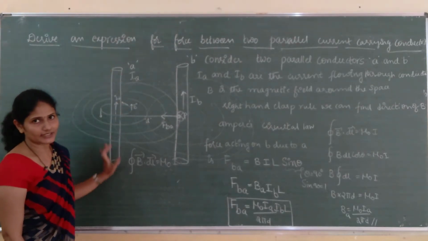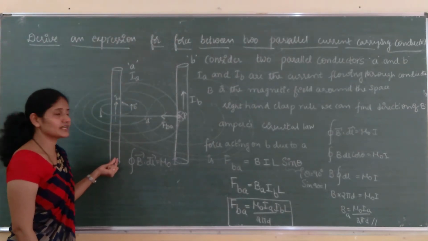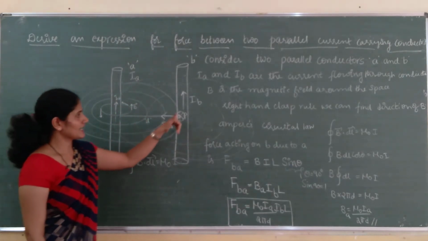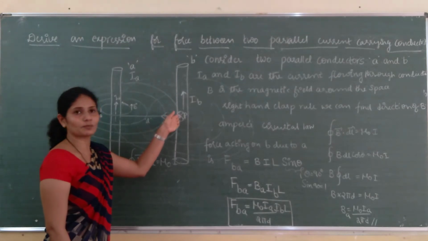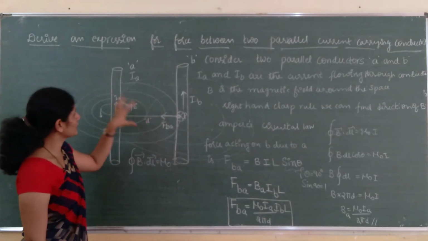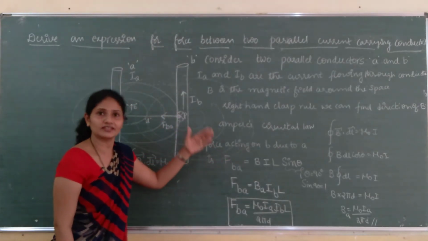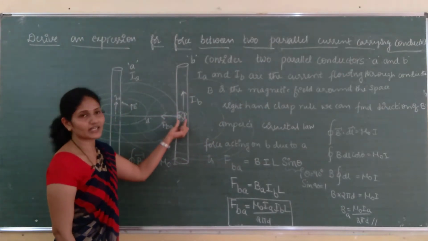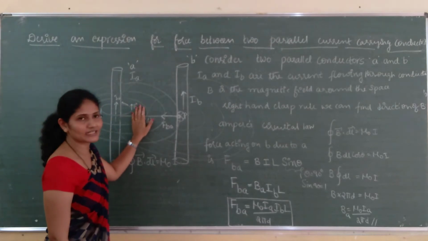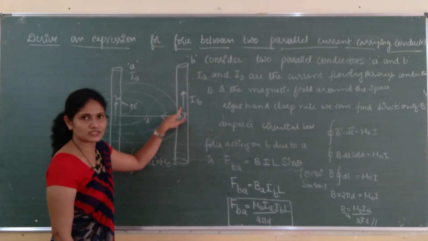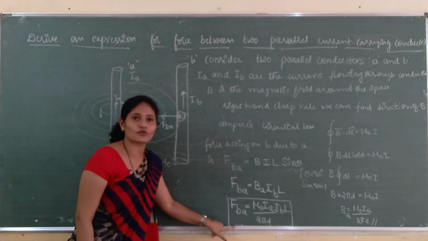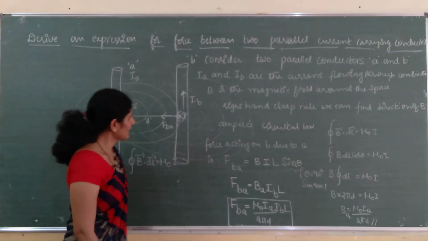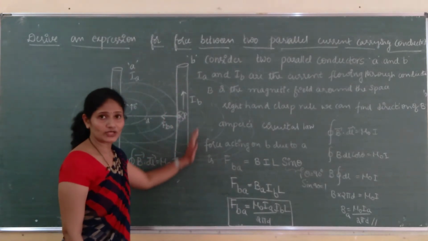This is conductor A. In this conductor, current is flowing, so around the space we have a magnetic field. At this point the magnetic field is into the plane, and in the magnetic field of the first conductor we have placed another conductor, which is also carrying current in the same direction. This is the second conductor. Due to this magnetic field, a force will act on the second conductor, and the expression for force is F_BA.